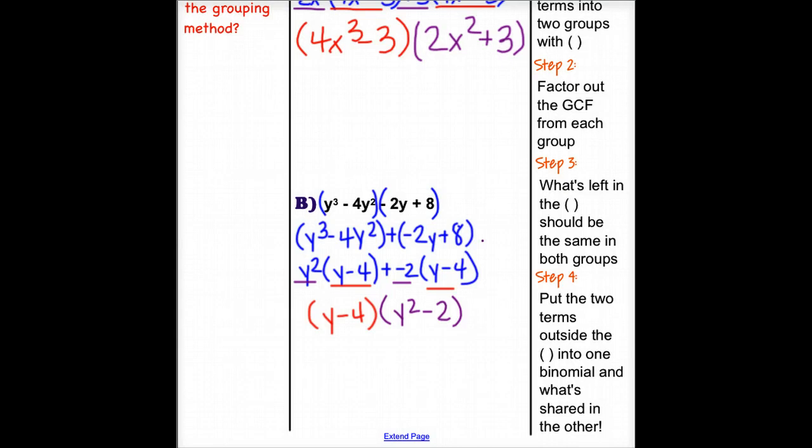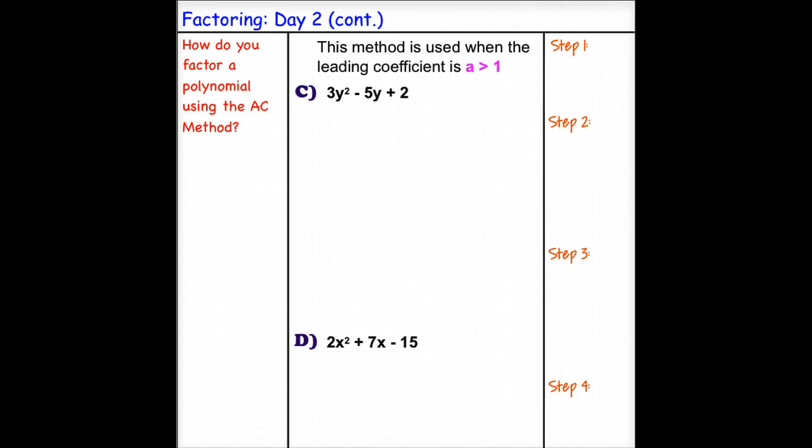Before we move on to the AC method, I wanted to make sure that everybody got down the last part of step 4. So step 4 for the grouping method should read to put the two terms outside the parentheses into one binomial and what's shared inside the other. Moving on to the AC method.